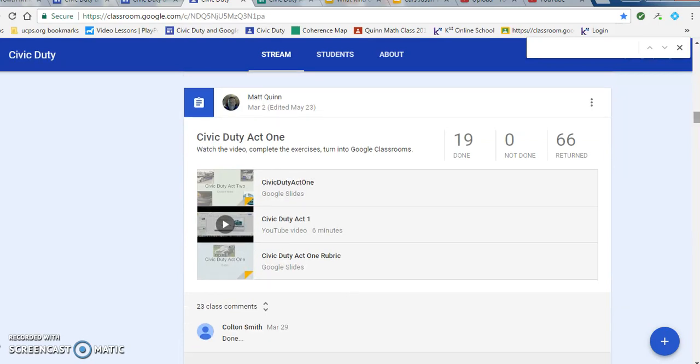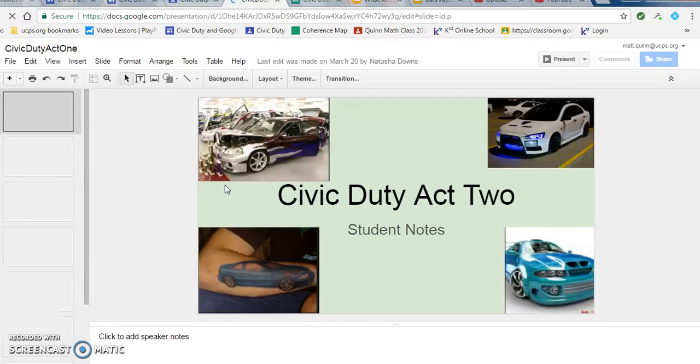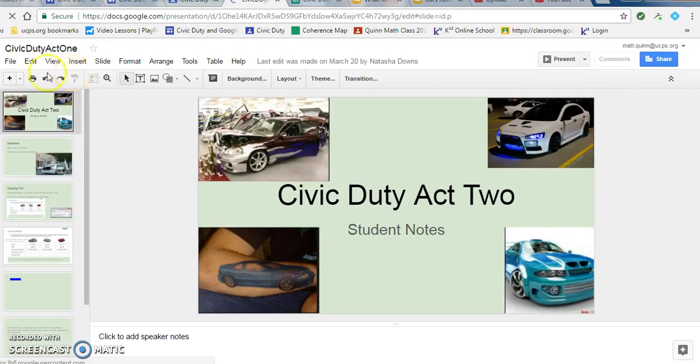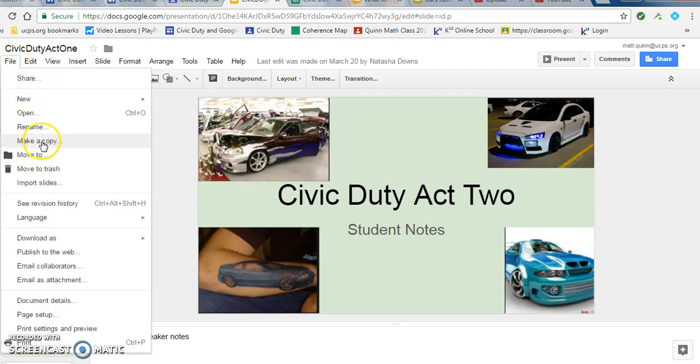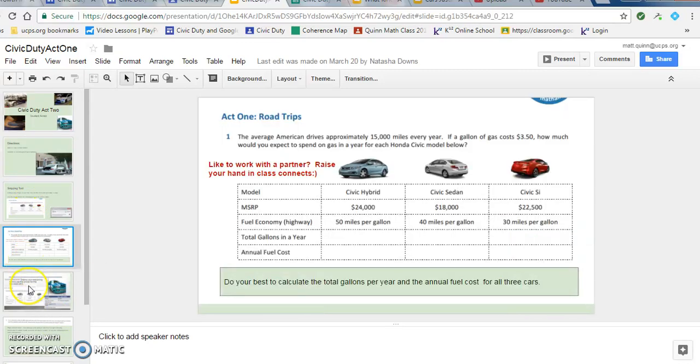But here's the first assignment. This is the first half of Civic Duty Act 1, in which they go through some ideas, some concepts, what have you. I've got a 6-minute video that explains all the directions. Here are the slides. I'm not going to go through them all the way, but as you can see, these are student notes. The idea is for them to come up here and make a copy of these for themselves so that they can go down through here and start answering these questions.